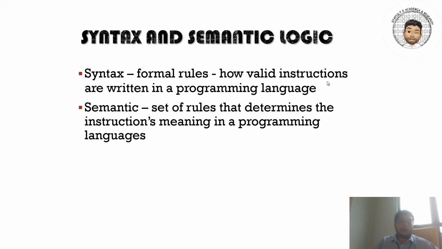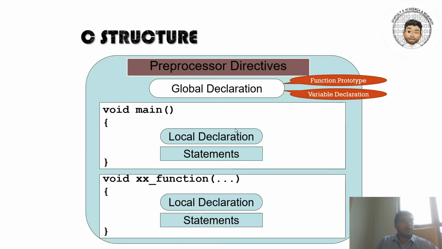In programming, there are 2 points that you need to know. The first is syntax, and the second is semantics. Syntax is the formal rules on how instructions are written in a programming language. Certain words, as mentioned before, are used as instructions in programming, so you cannot easily use those words as variables. Semantics is a set of rules that determines the meaning of instructions in a programming language.